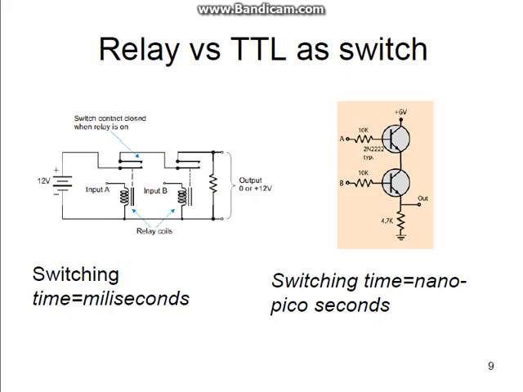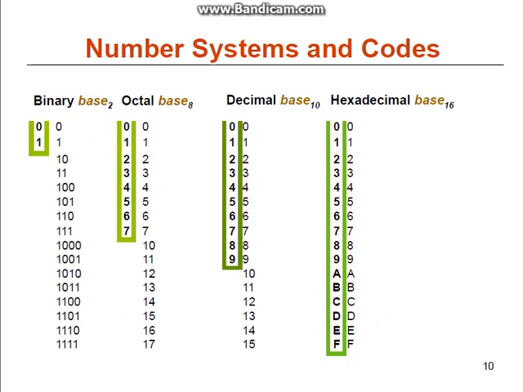Relay is something we usually use as a switch, for example, all right? You want something to be switched on or switched off, and more often than not, we do use relay as part of it. But at the same time, we now have something that moves even faster, in nano and picoseconds as compared to milliseconds. So you see the difference that we have come about. All right, so now let's look at our number system and codes.